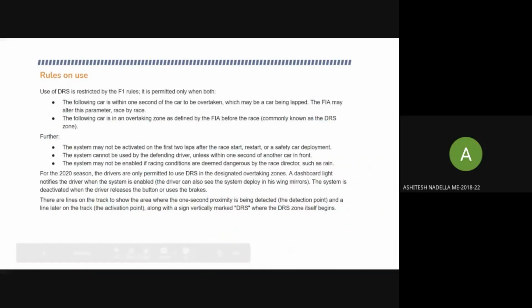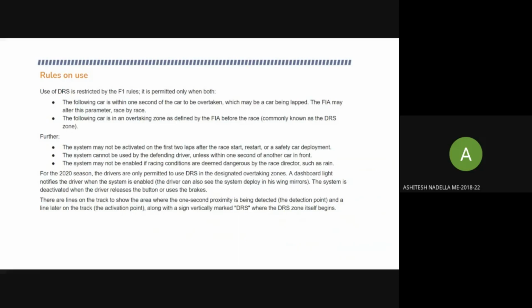So the DRS is permitted when these two rules are met. The following car is within 1 second of the car to be overtaken, which may be a car being lapped. The FIA may alter this parameter race by race. The following car must also be in an overtaking zone as defined by the FIA before the race, commonly known as the DRS zone, where the DRS can be used only in the permitted zones.